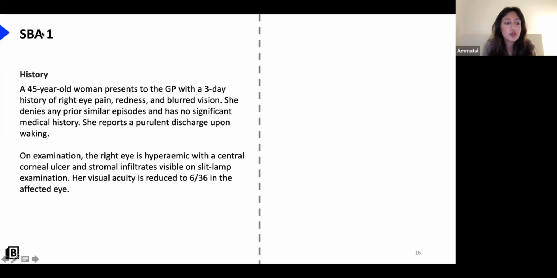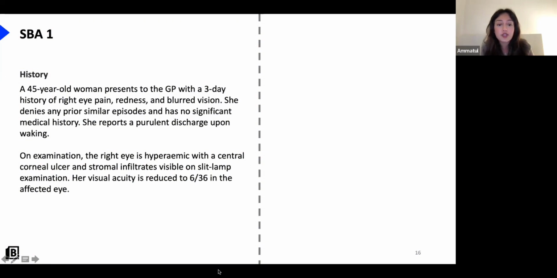So we'll move on to some SBAs. The first one: a 45-year-old woman presents to the GP with a 3-day history of right eye pain, redness, and blurred vision. She denies any prior similar episodes and has no significant medical history. She reports a purulent discharge upon waking. On examination, the right eye is hyperemic with a central corneal ulcer and stromal infiltrates visible on slit lamp examination.